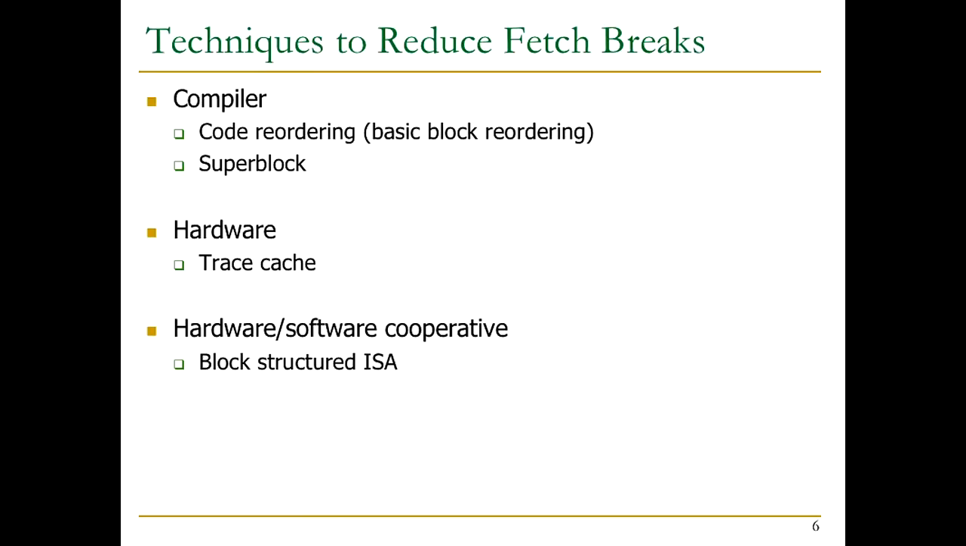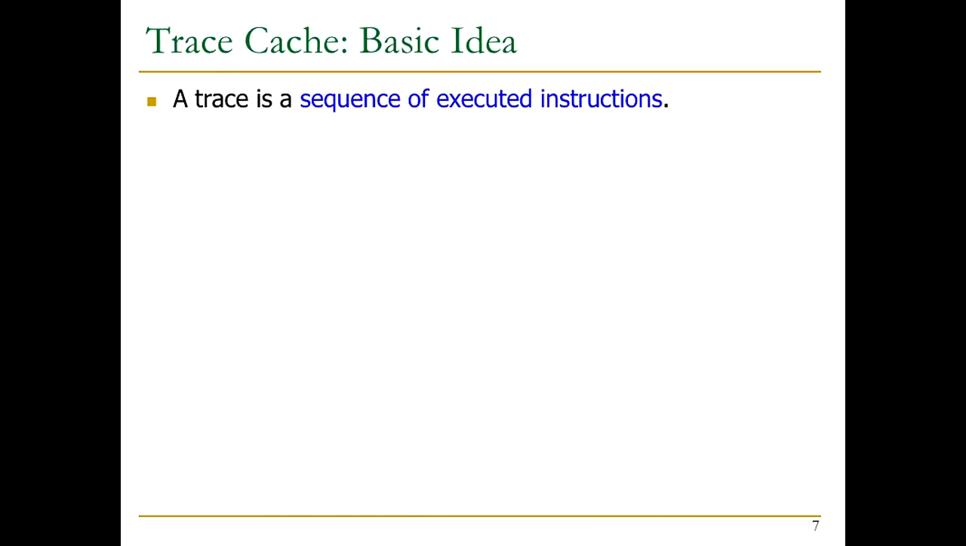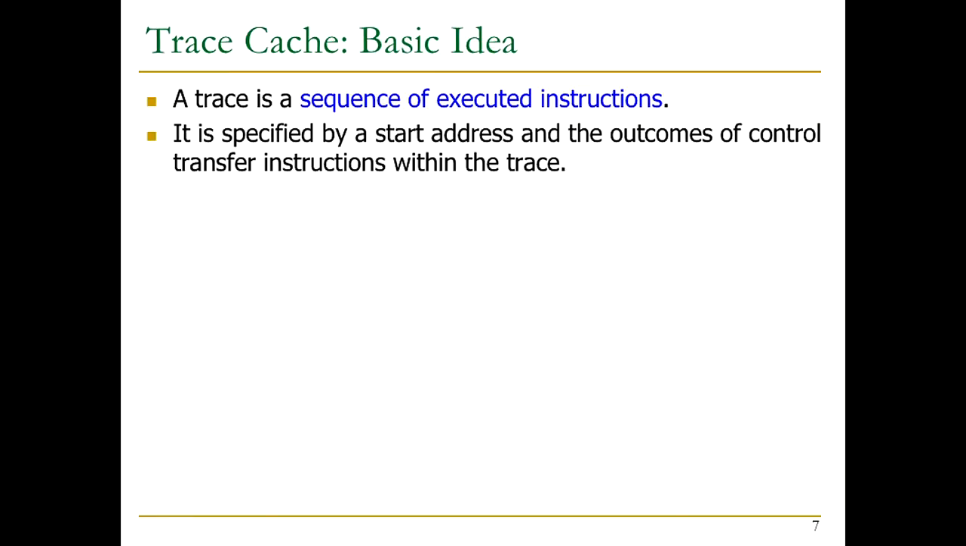Now let's take a look at, can we do that in hardware? Remember yesterday's in one of the first slides, I said software can do this. But what about hardware? The idea of a trace cache is doing essentially the same thing in hardware, invisible to the software. Basically, as I said earlier, a trace is a sequence of executed instructions. It's specified by a start address and the outcomes of the control transfer instructions within a trace, meaning branches, right? So basically, you have a starting address, and then you say the first branch is taken, the next branch is not taken, and that's my trace.